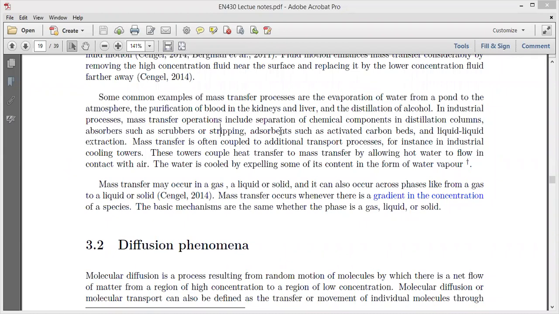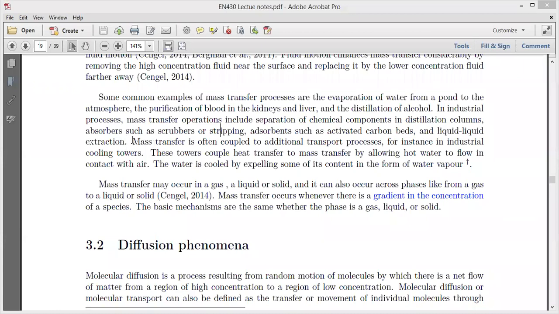Okay, so we come to the case of absorbers, such as scrubbers. Scrubbers work like a rain system, basically what I explained about rain. That's how scrubbers work. They have a spray nozzle of water that may be combined with an absorbent. Then we have adsorbents such as activated carbon beds and liquid extraction.